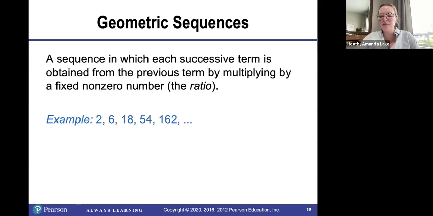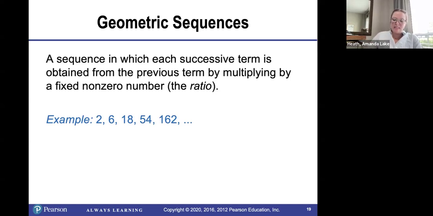And then the last type of sequence we're going to talk about formally in this lesson is a geometric sequence. So this is where instead of adding the same number every time, we're going to multiply the previous term by the same number every time. So this is called the ratio. In an arithmetic sequence, the number we add every time is called the difference. In a geometric sequence, the number we multiply each term by is called the ratio.